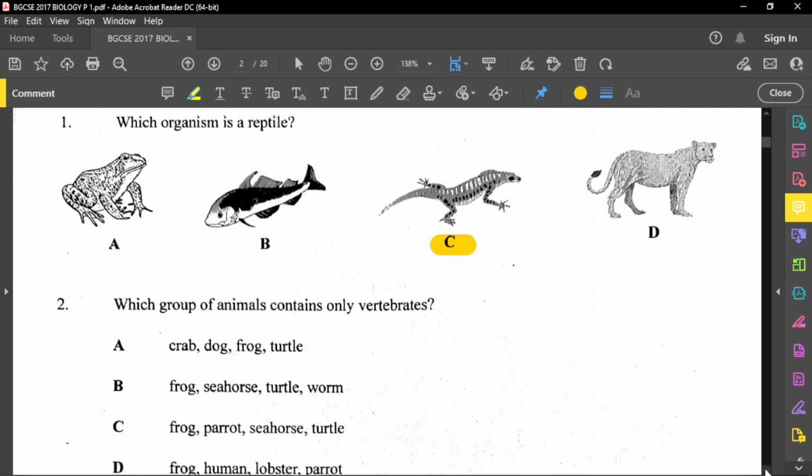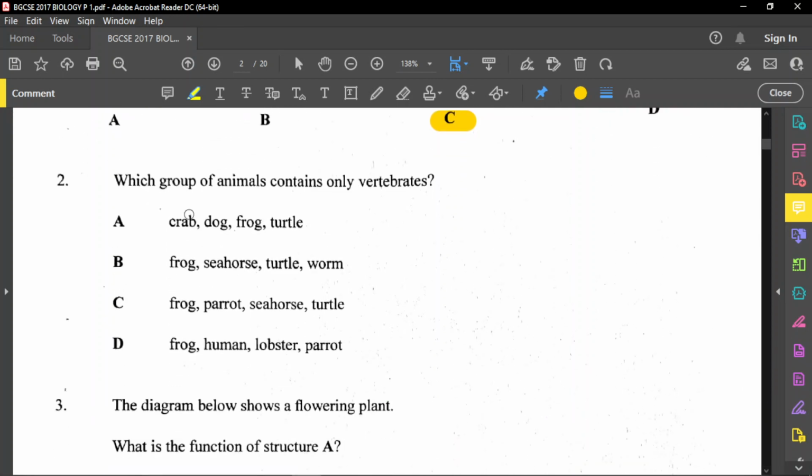All right, so question number two is, which group of animals contains only vertebrates? Remember that vertebrates are organisms with a backbone. So let's go through A. A is crab, dog, frog, and turtle, and crab will make A incorrect. For B, we have frog, seahorse, turtle, and worm. Worm makes this incorrect. C, frog, parrot, seahorse, and turtle. Yes, all those are vertebrates because they all have backbones. D, the lobster will make it incorrect. All right, so C is our correct answer for question number two.